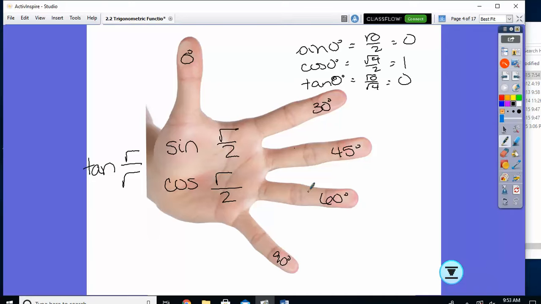Once we had sine, cosine, and tangent, we just did reciprocals to get the others. So like cosecant of 0 would be the reciprocal of sine. Reciprocal of 0 is undefined. So cosecant of 0 is undefined. Secant, the reciprocal of cosine, reciprocal of 1 would be 1. Cotangent, reciprocal of tangent would be undefined. And we filled out that whole chart using this trick.